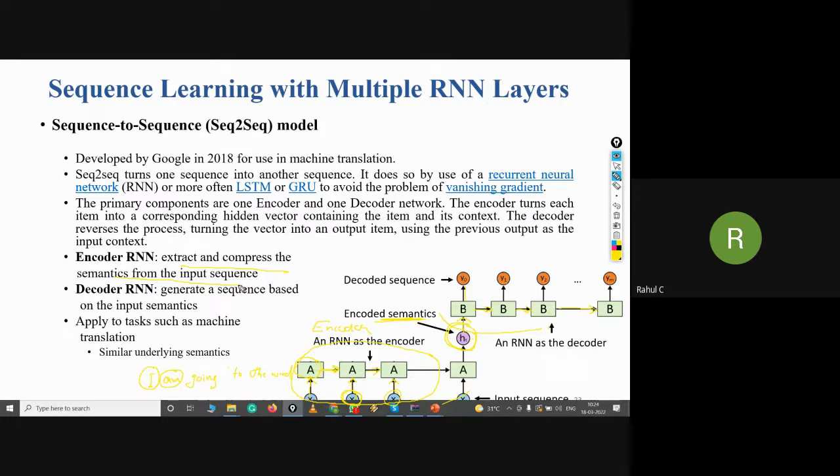Here I'm explaining the encoder RNN. You can extract and compress the semantics from the input sequence. Then, just the opposite of the encoder is the decoder. The decoder generates a sequence based on the input semantics, which you get from the encoder. The encoder is always connected to the decoder. The decoder is decoding the information that is available from the encoder.